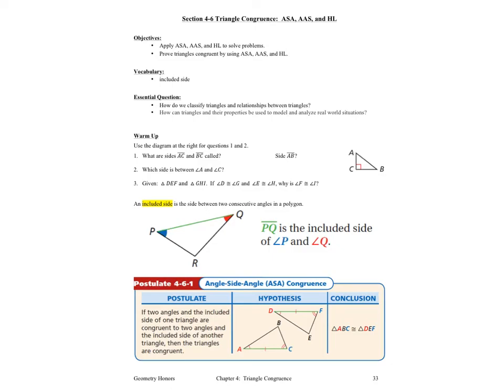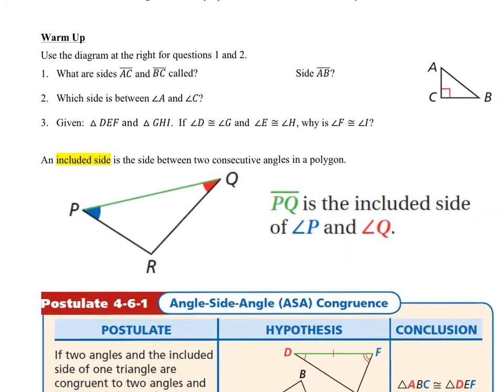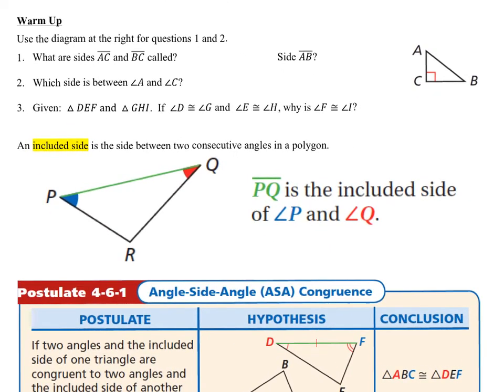This is 4-6 triangle congruence. Let's take a look at the warm-up problems. Use the diagram at the right for questions 1 and 2. What are sides AC and BC called?